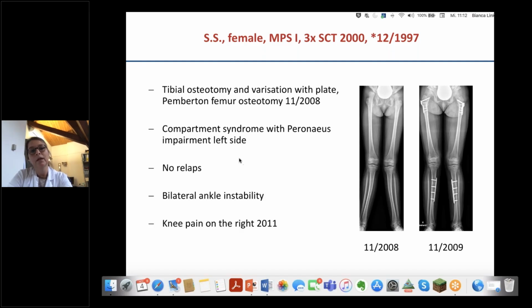Unfortunately, she had a problem with compartment syndrome on the left side. Compartment syndrome with procedures like this is quite common, and she still suffers from instability of the ankle. But more or less, she is a very good walker. She is working, and she had an episode of knee pain in 2011, but it recovered with non-surgical procedures.